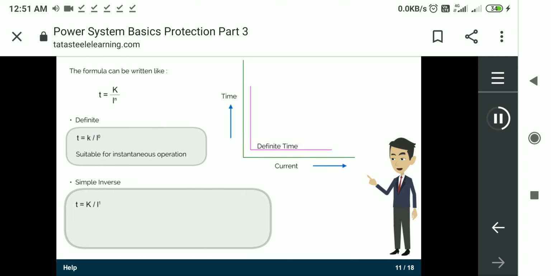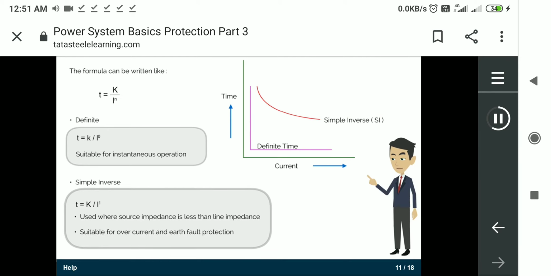Now, let us look at simple inverse setting. If we put n equals to 1, then it clearly shows that an increase in the value of I will reduce the value of t, because t is equal to k by I. This is the beginning of inverse curve and is referred to as simple inverse. It is used where source impedance is less than line impedance, and it is suitable for overcurrent and earth fault protection.